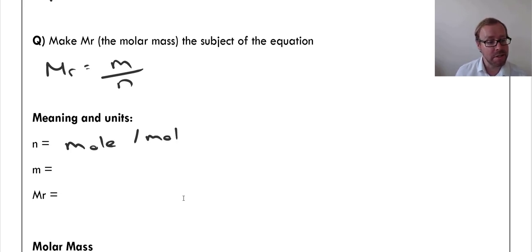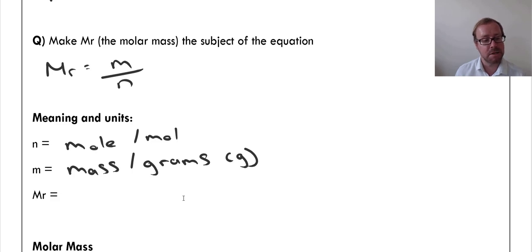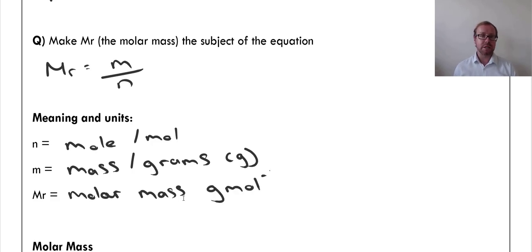Okay, M stands for mass, and our units are grams, which is g. And Mr is my molar mass, which has units of grams per mole. You may see this written slightly differently, as g/mol like this, but I'm going to stick to the top one. And if you think about where these units come from, it does make sense.